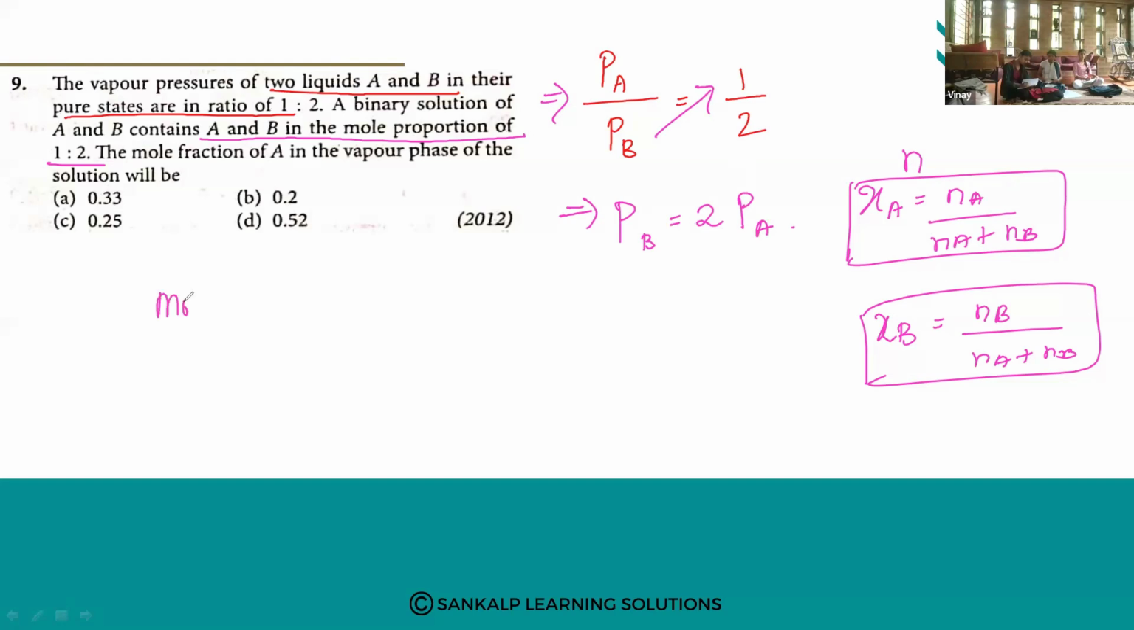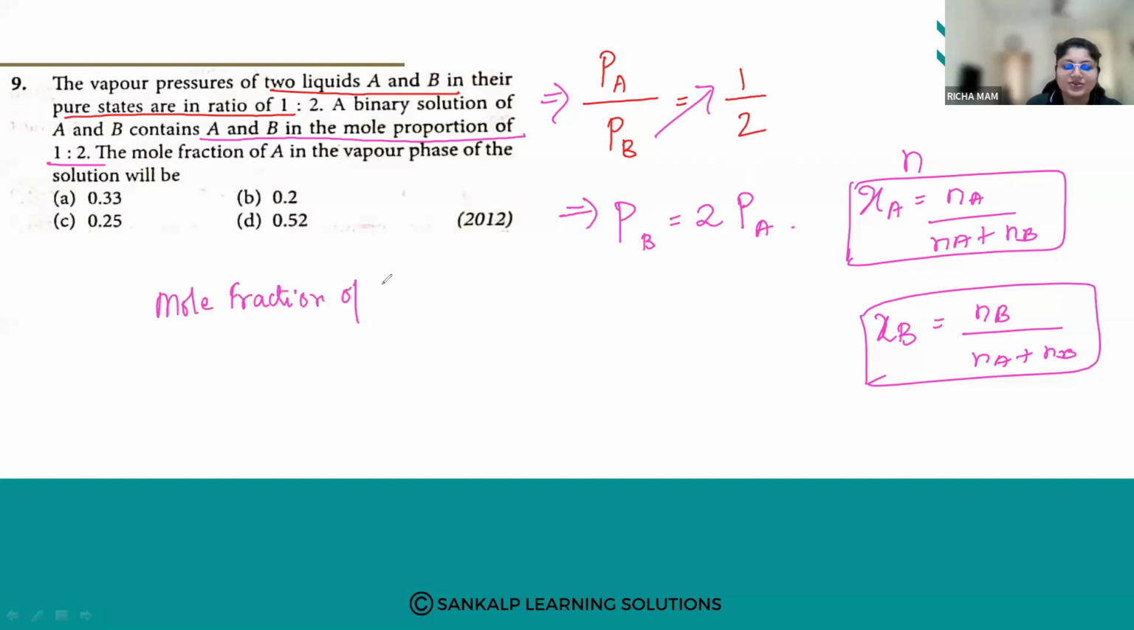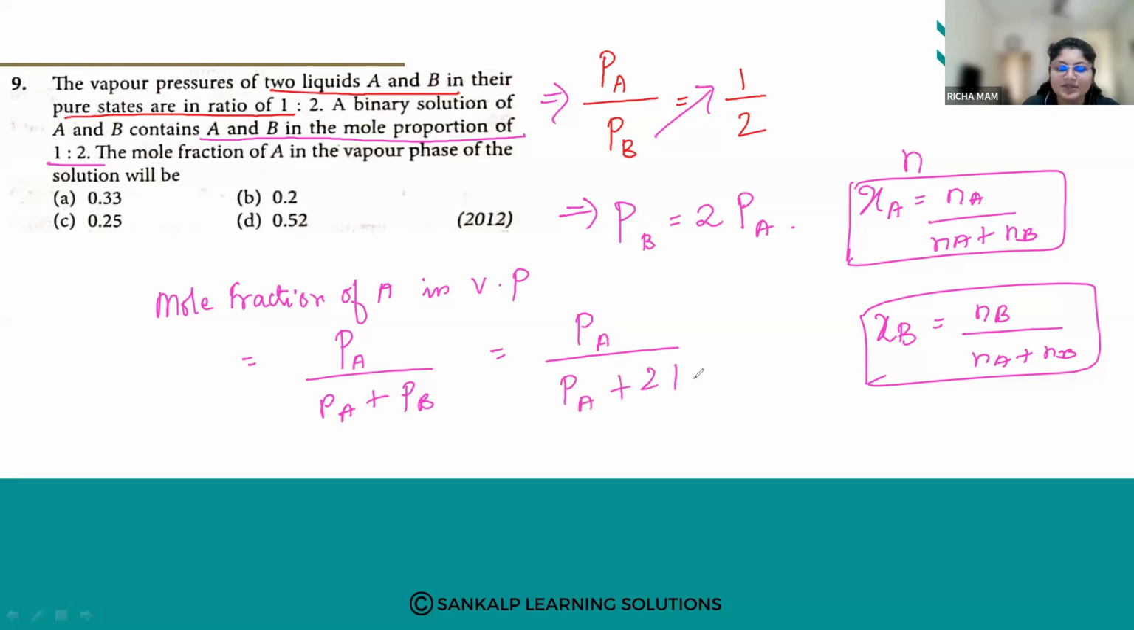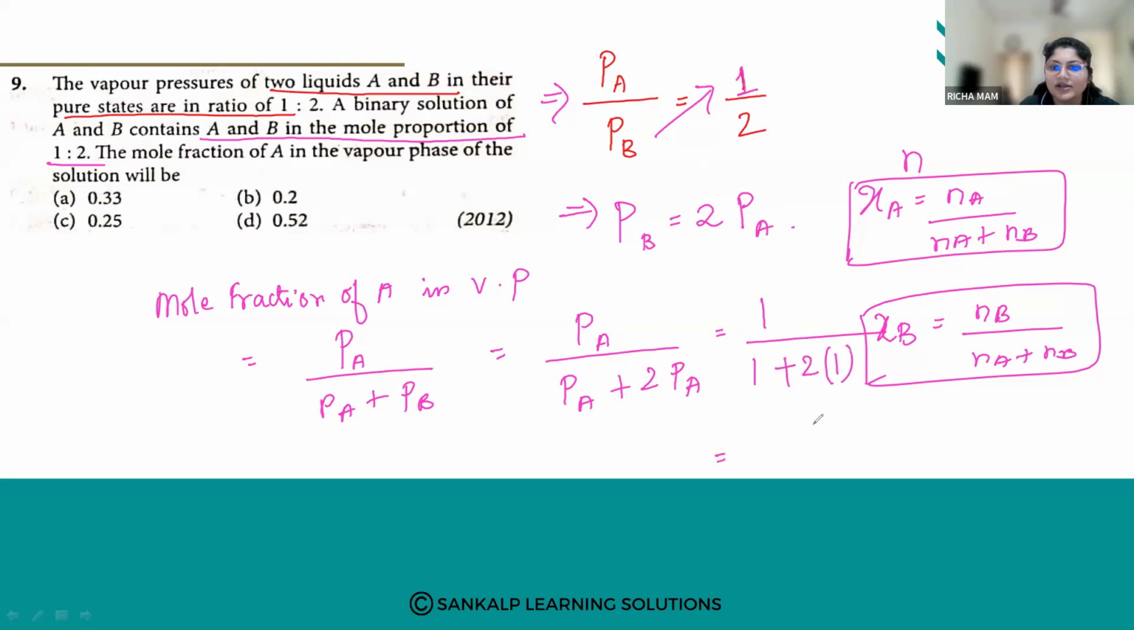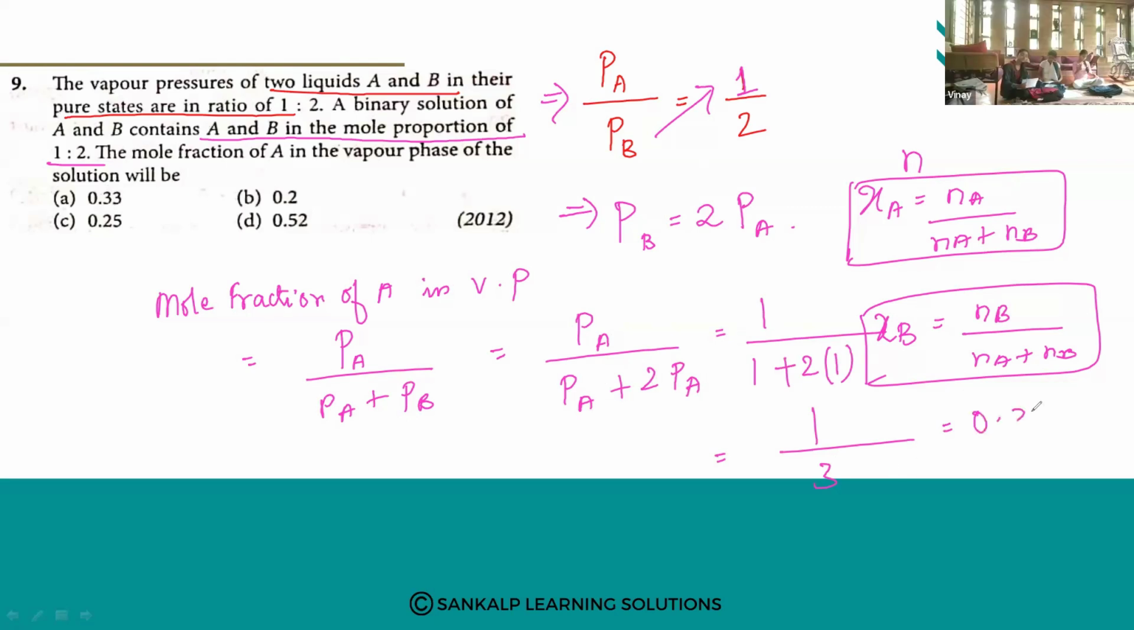Now, the mole fraction of A in the vapor phase will be the vapor pressure of A upon vapor pressure of A plus B. Substituting PB equal to 2 times PA, it is PA upon PA plus 2 times PA. The value of PA is 1, and 2 times PA is 2 times 1. So it is 1 by 3, which is 0.33. So which is the answer? A.